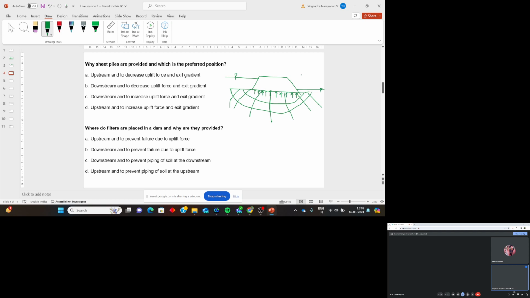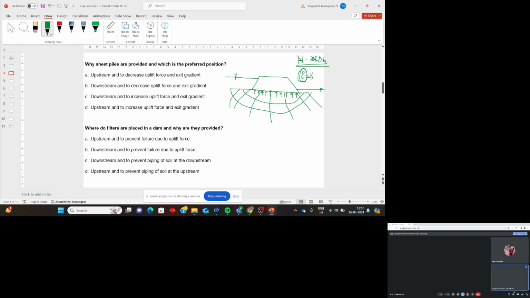So uplift force depends upon what? Hydraulic gradient, sir, because we calculated H minus delta I into delta H. See, the total pressure acting on this point is directly proportional to I. So the main motto of providing sheet piles is to reduce this I.